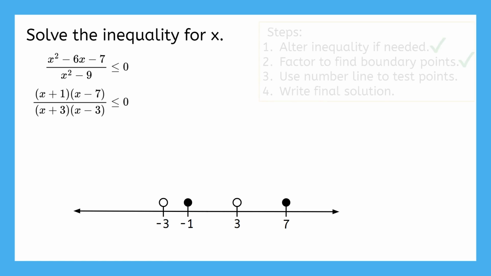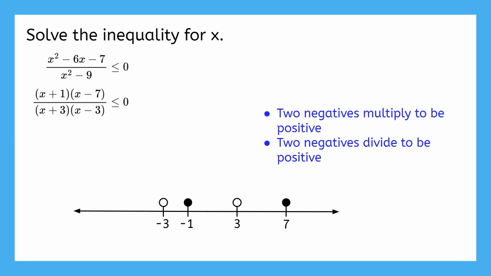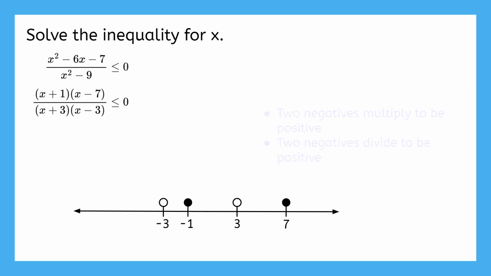Now that we have finished step 2, we can move on to step 3, which says to use the number line to test points. During this step, it's important to remember that two negative numbers multiply to be a positive number, and also divide to be a positive number. We'll need to test a number from each of these 5 sections that were created by our boundary points. The great thing about this step is that we aren't really looking to calculate anything exact, but just decide if our output would be positive or negative.